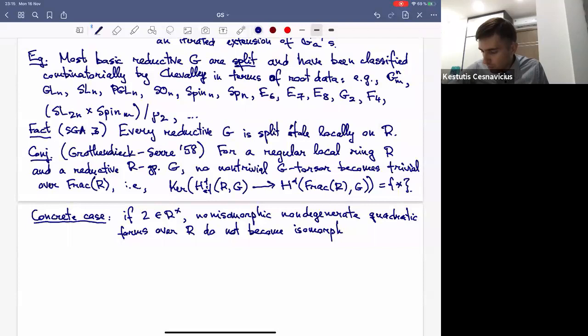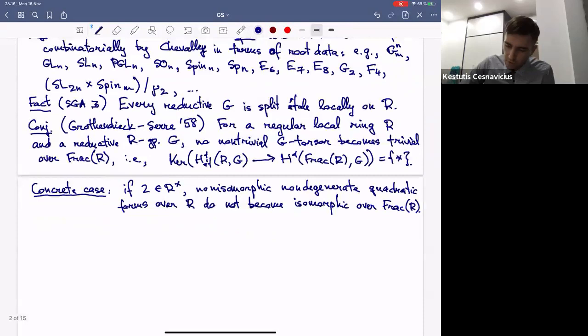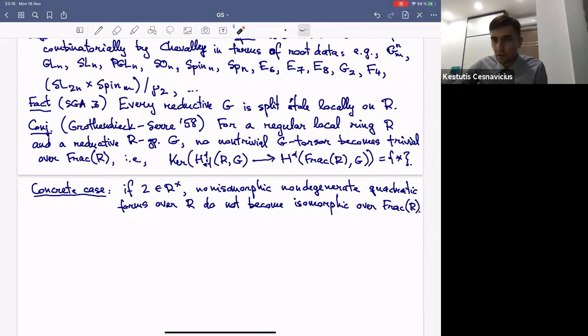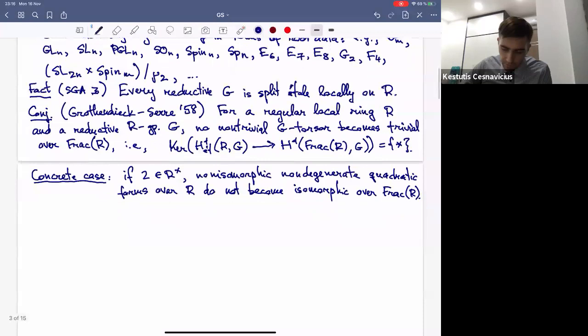Well, there's a little bit of work of deducing this from the actual conjecture of Grothendieck-Serre, but one knows how to do that. And anyway, from this general statement follows a concrete consequence for quadratic forms. If one has two non-isomorphic non-degenerate quadratic forms and two is invertible in our regular local ring, then they do not become isomorphic over a fraction field. It's a somewhat concrete statement that's not so simple to argue directly.